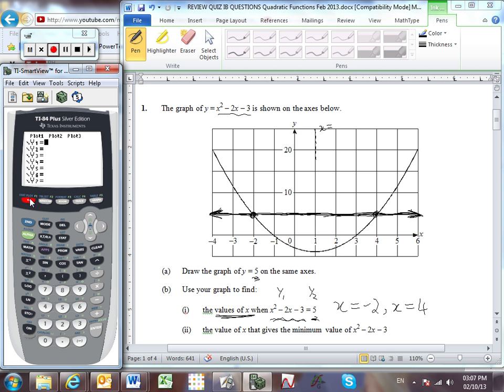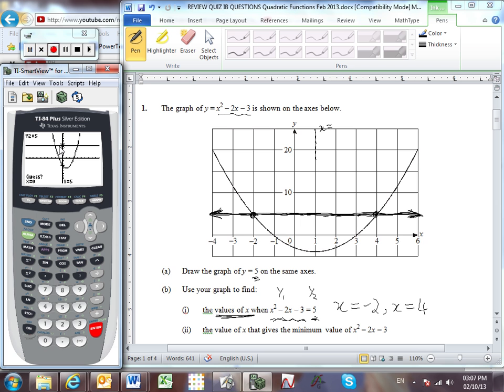So we could put in as our first function x squared minus 2x minus 3. And our second function is y equals 5. And then we could graph, and we could press second calc intersect to find out, that's option 5 by the way. Our first curve, yes, is x squared minus 2x minus 3. Our second curve is, yes, 5. And we need to guess.